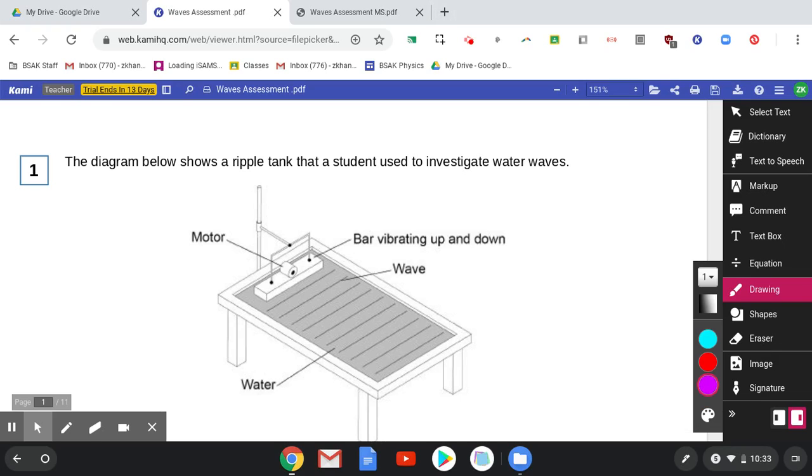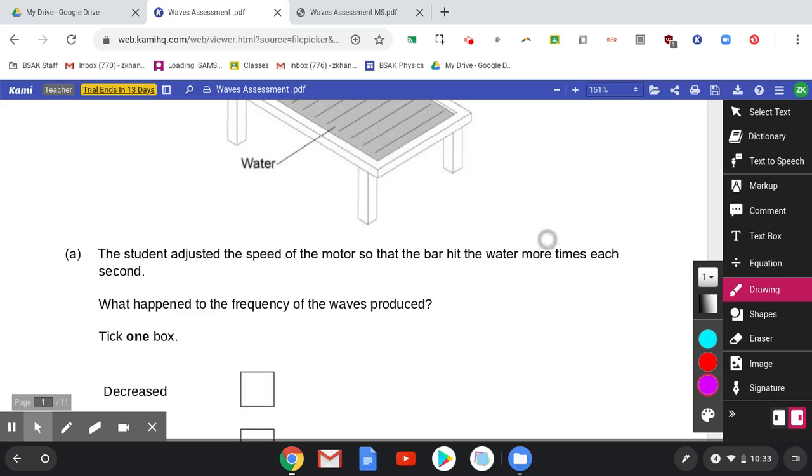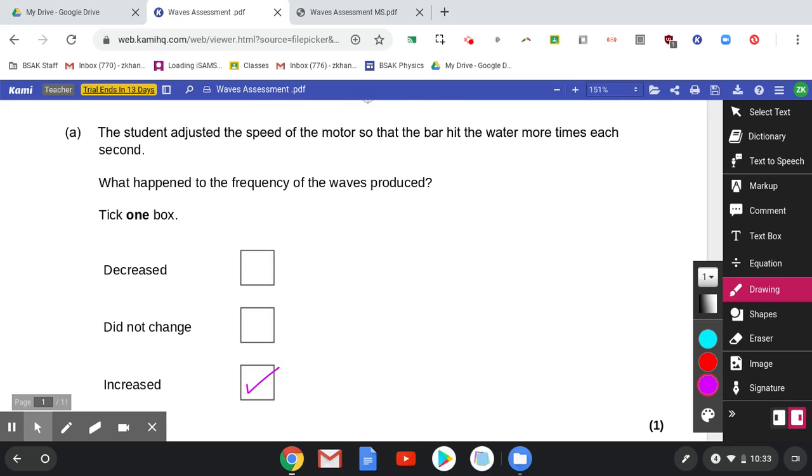So we're going to go over the waves assessment. First question.